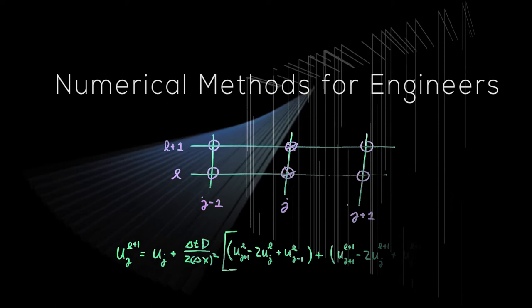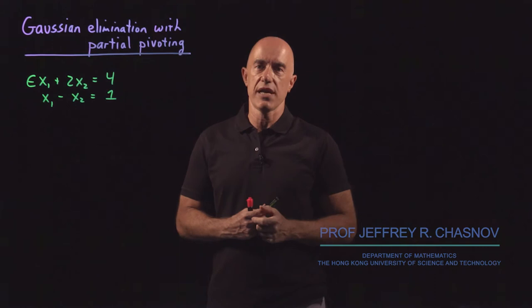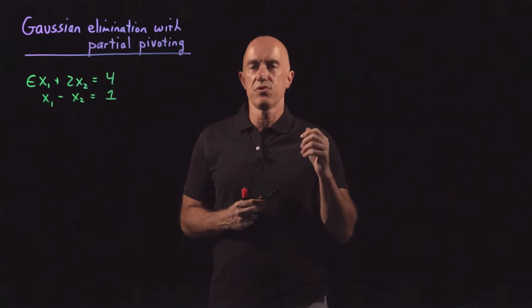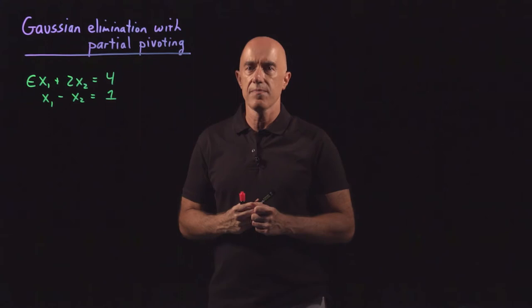In the last video, I showed you what can go wrong with Gaussian elimination if you don't do any row interchanges. In this video, I'll show you the correct algorithm for doing Gaussian elimination on the computer when you're sometimes dealing with thousands of equations. That's called Gaussian elimination with partial pivoting.